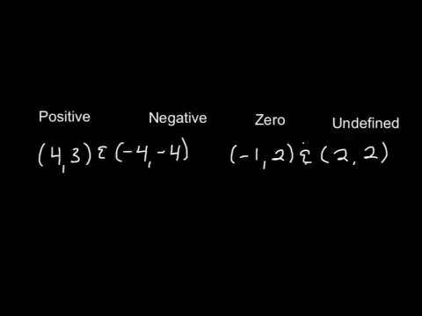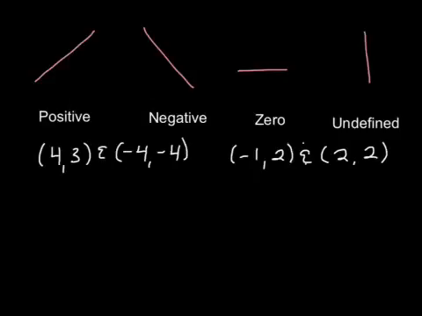There's 4 different types of slope. We can have a positive line, which is growing, a negative line, a 0 line, and a line that's undefined. So these are our 4 choices when it comes to a linear function.